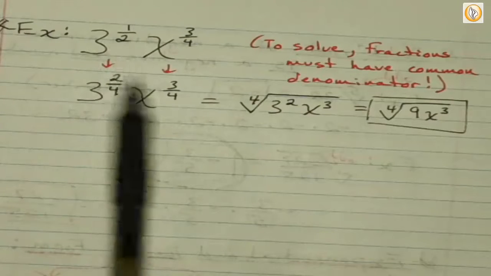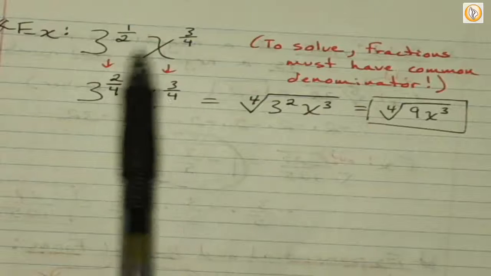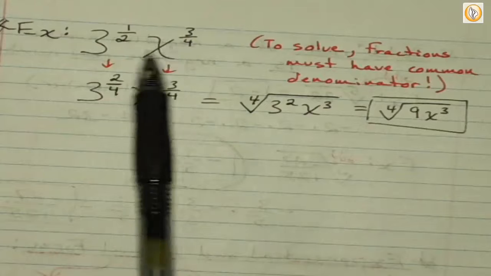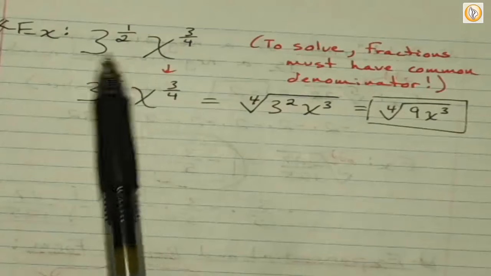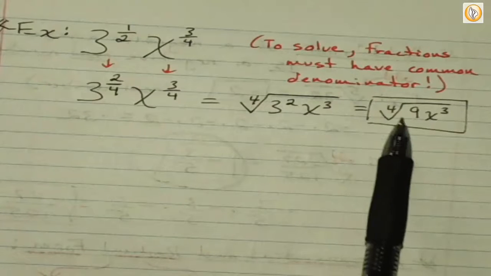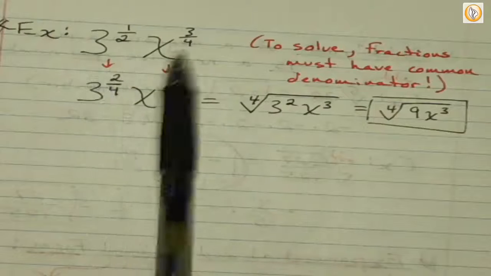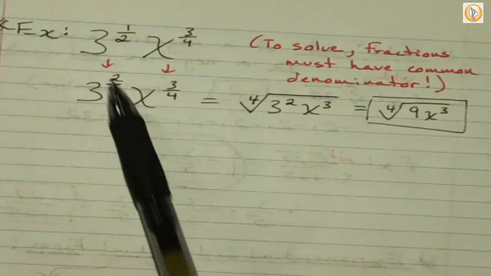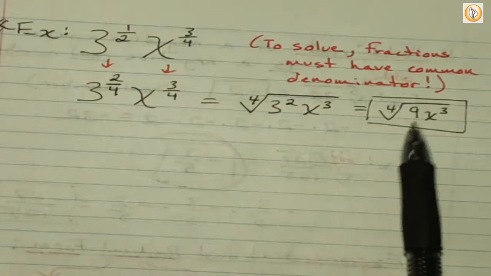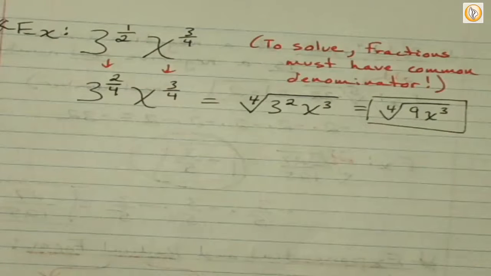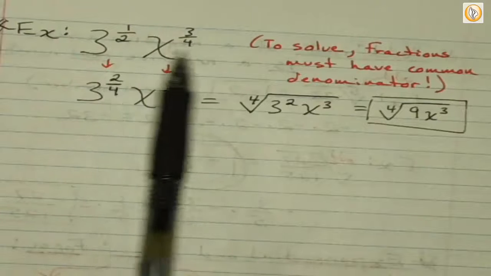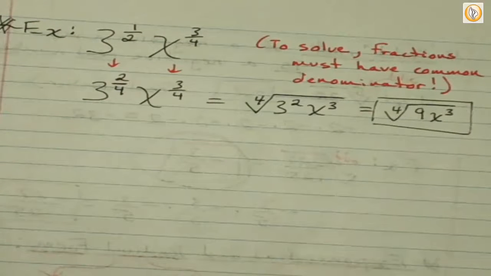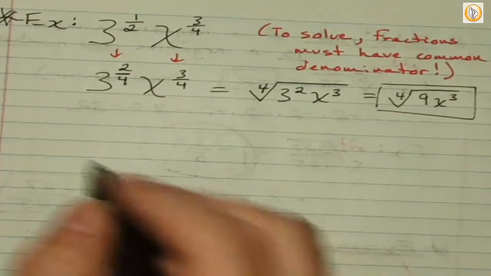This is in what form, Emily? Radical or exponential? That's right, exponential. Radical will always have the radical sign. Exponential has no radical sign, just a bunch of exponents. So this is your exponential form. We changed it over to a radical form. The only thing you really have to know here is you have to have a common denominator. Any questions? Let's do another.